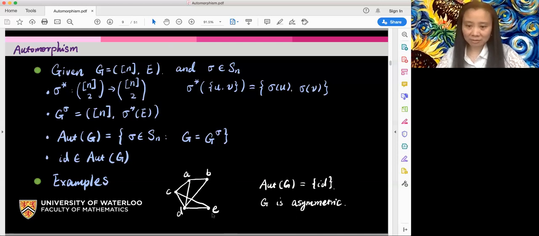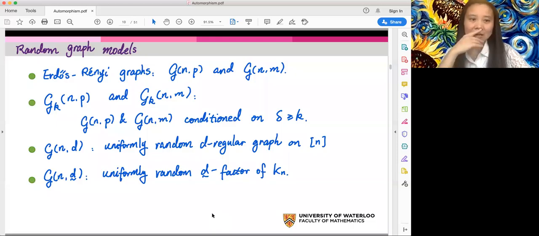So in that case, we say G is asymmetric. So is all the definition clear? All right, so we are going to study the automorphism group of random graphs. So let me introduce some random graph models.